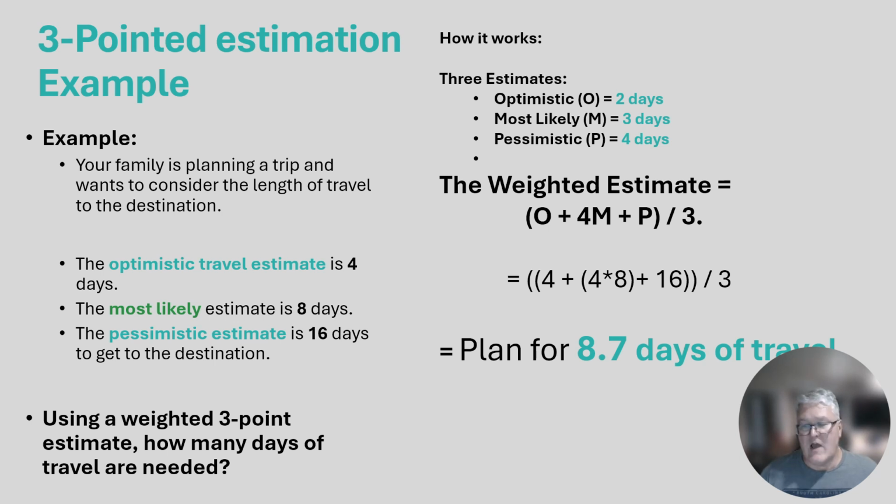So you throw those values in, you have 4 plus 4 times 8 plus 16 divided by 3, and we end up figuring that most likely it's going to take 8.7 days to get the trip knocked out.